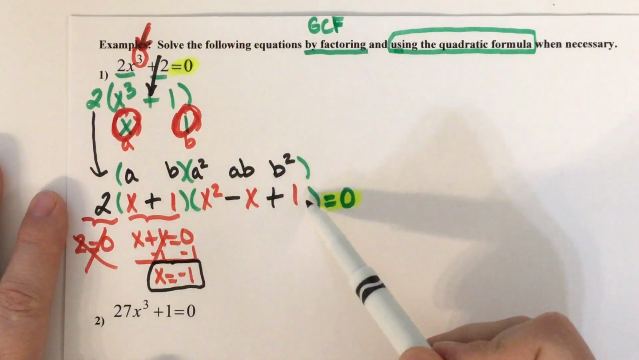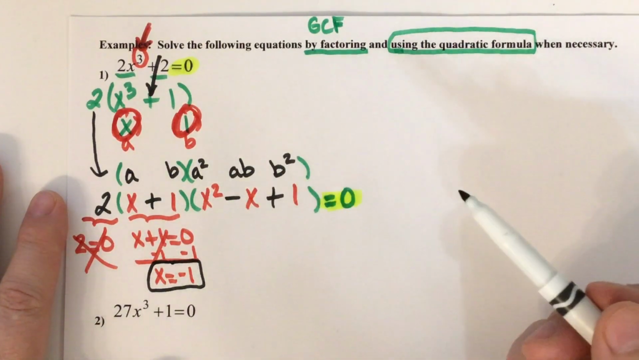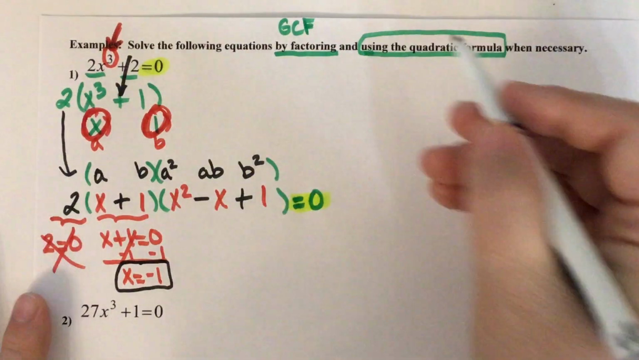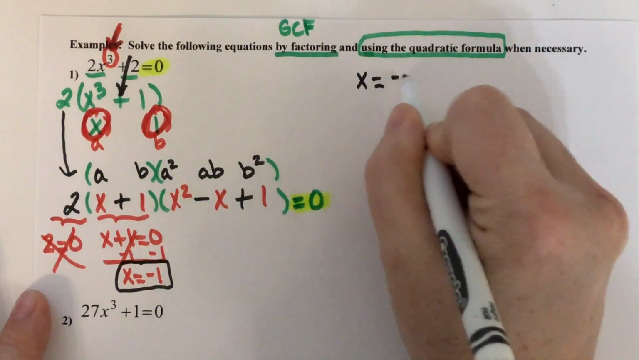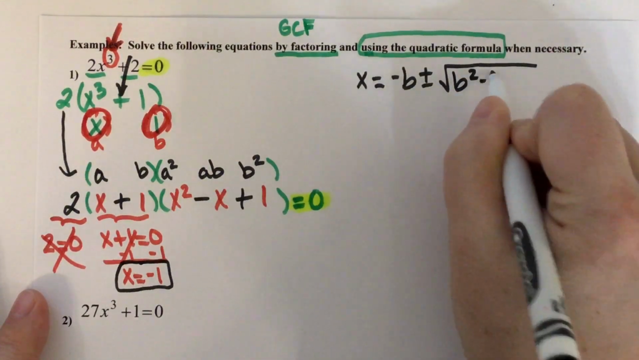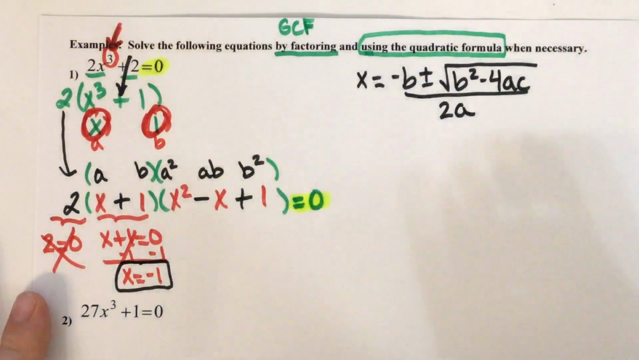Now, because this one back here will not a times c rooftop because it won't factor, I'm going to have to use the quadratic formula. So I need to remind you about that. X equals the opposite of b plus or minus square root b squared minus 4ac all over 2a.